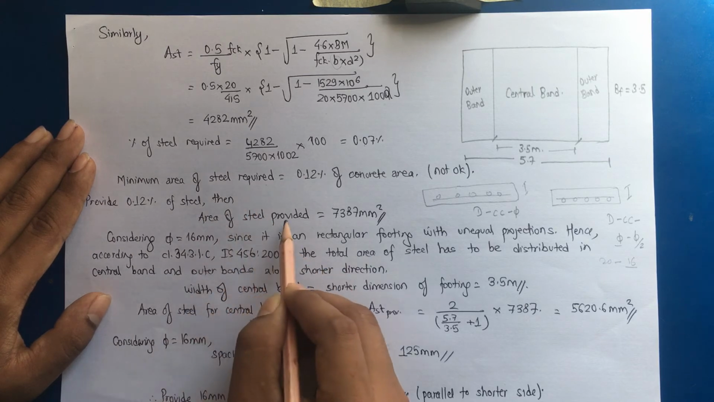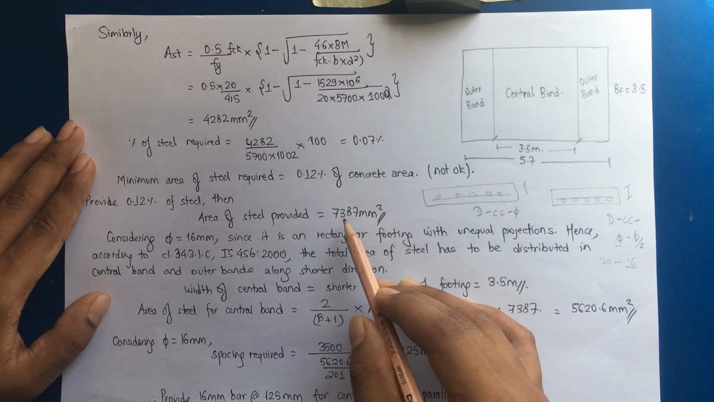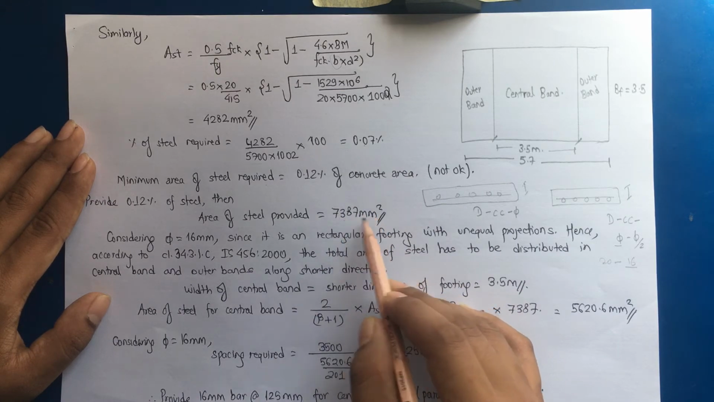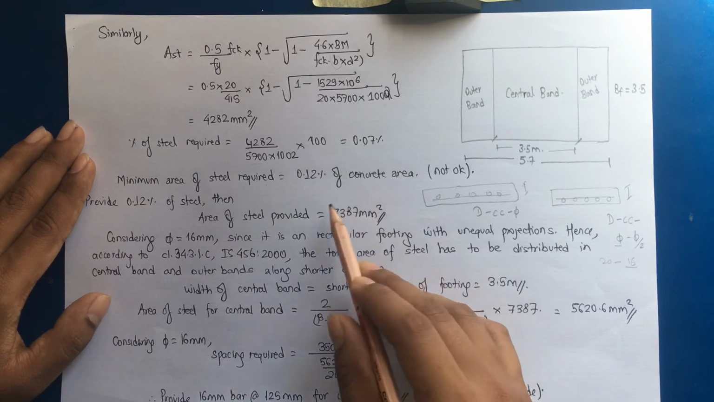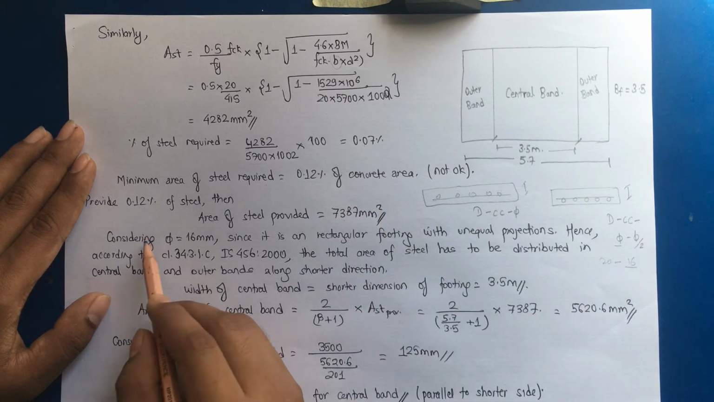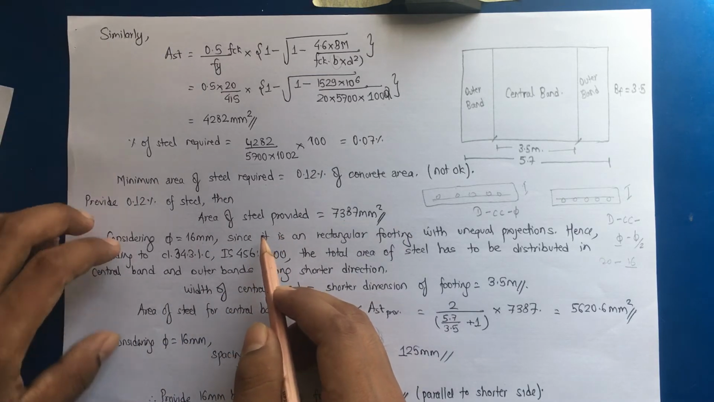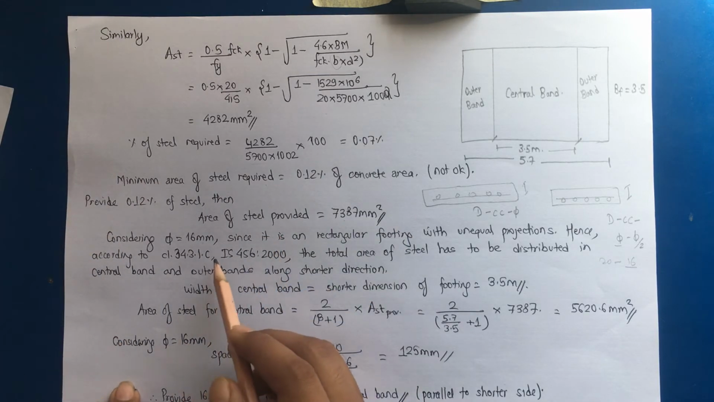Then the area of steel provided will be 0.12 times of B into D. Then we get the value as 7387 mm square. So this will be the area that we provide along the shorter edge. Now considering phi as 16 mm, previously we provided 20 mm bar, but for now I am providing 16 mm bar.